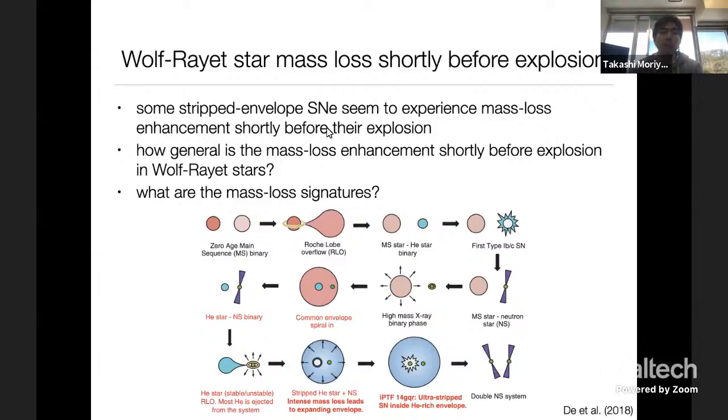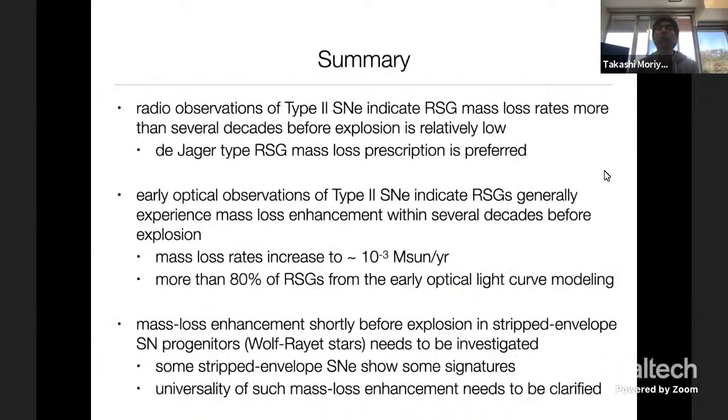And as I said, in some stripped-envelope supernovae we start to see this kind of mass loss enhancement happening just before the explosion. But of course, we want to check whether normal or canonical type Ibc supernovae really have this kind of mass loss often or not, and we need to investigate what the mass loss signatures are as well. I'm running out of time, so I will just show the summary. I hope I convinced you that supernovae are a great tool to investigate massive star mass loss as well. That's it. Thank you very much.